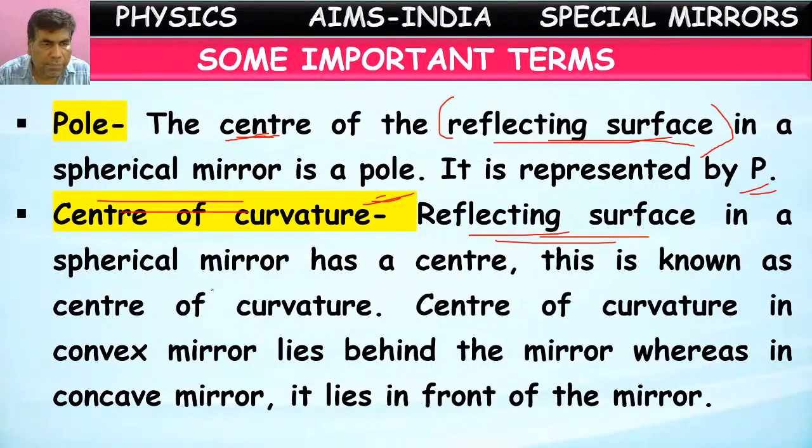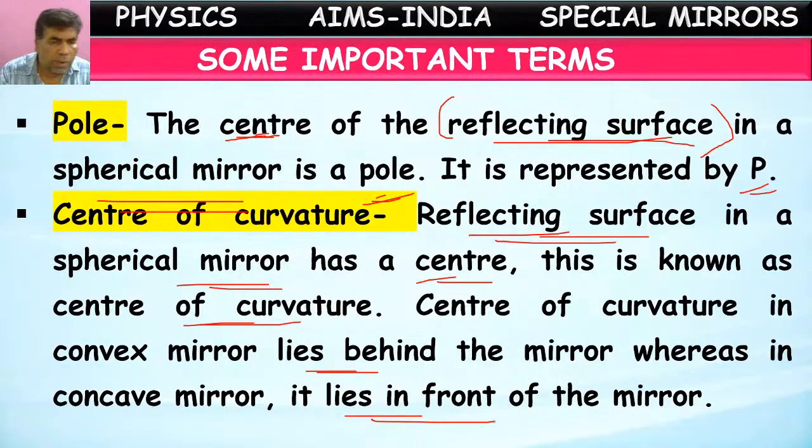The reflecting surface in a spherical mirror will have a center. That sphere will have a center of which the surface is a part. That is called the center of curvature. This will lie in front. You will learn in the next slides. Here, center of curvature means the center of the sphere of which the mirror is a part.